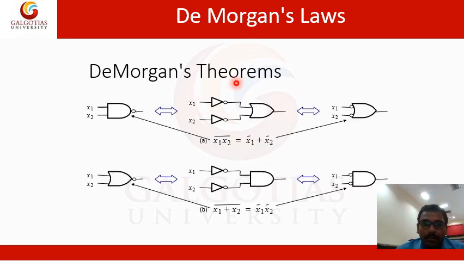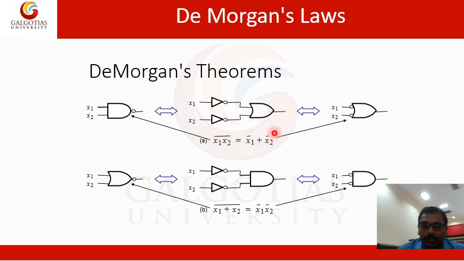De Morgan's theorem can be proved by using logic gates also. You can see here x1 and x2 are two variables, and they work as inputs for an AND gate, and the output will be (x1 x2) bar. This is equivalent to a logic gate in which x1 and x2 are first used as inputs for two NOT gates, and then they are complemented, and the complemented variables act as inputs for an OR gate, and the corresponding output is x1 bar plus x2 bar.